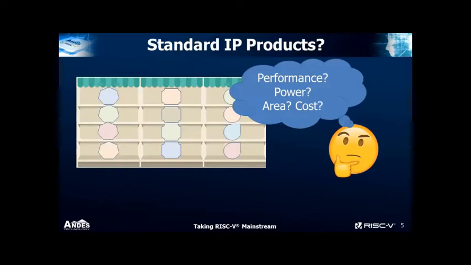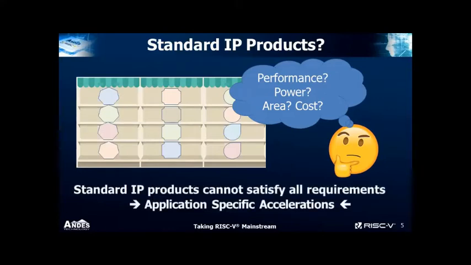Let's think about one scenario. Assuming we are looking for a standard CPU for our application, we always have to make some trade-off among performance, power, area, or cost. And oftentimes, it's hard to have a standard product that can meet all our requirements. And we really want to have something that can accelerate specific workloads to fulfill all our needs. So that's why we really need some acceleration to improve our system.